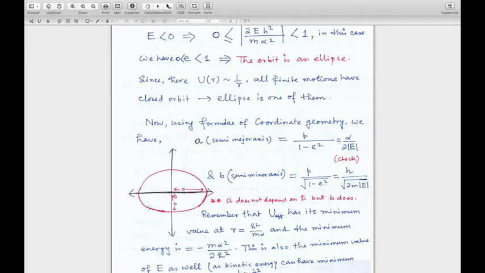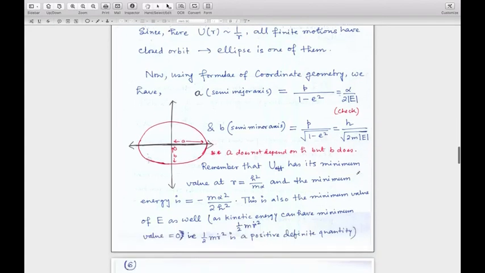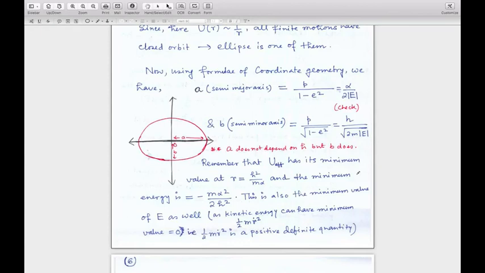Here you can see that a does not depend on h, although a depends on mod E. b similarly depends on mod E, but b does depend on h. Just think, why is that?